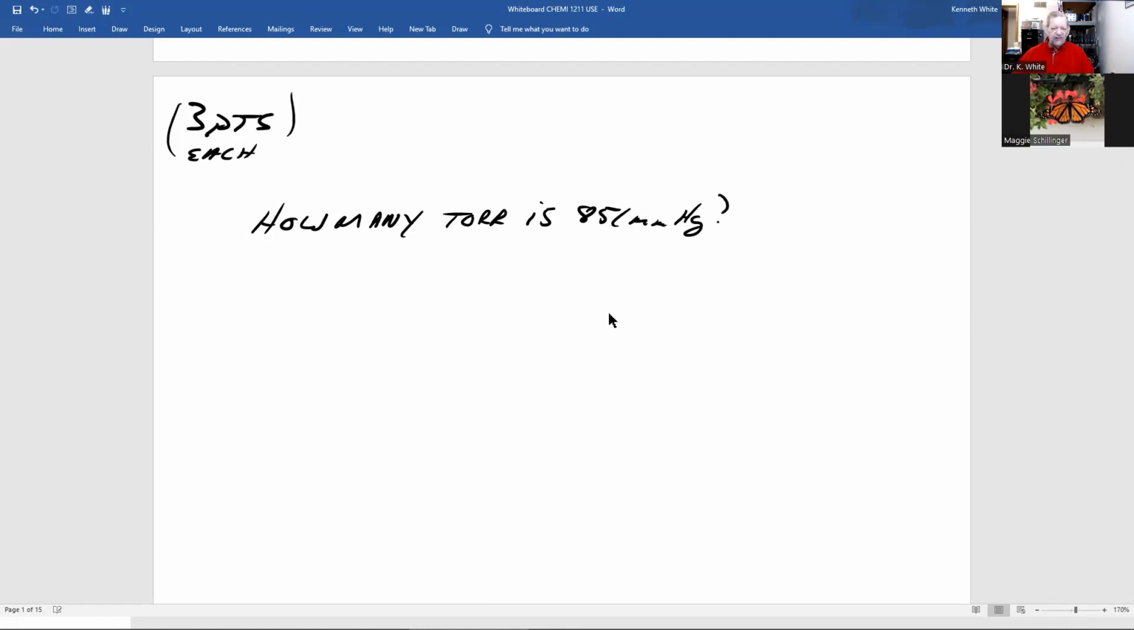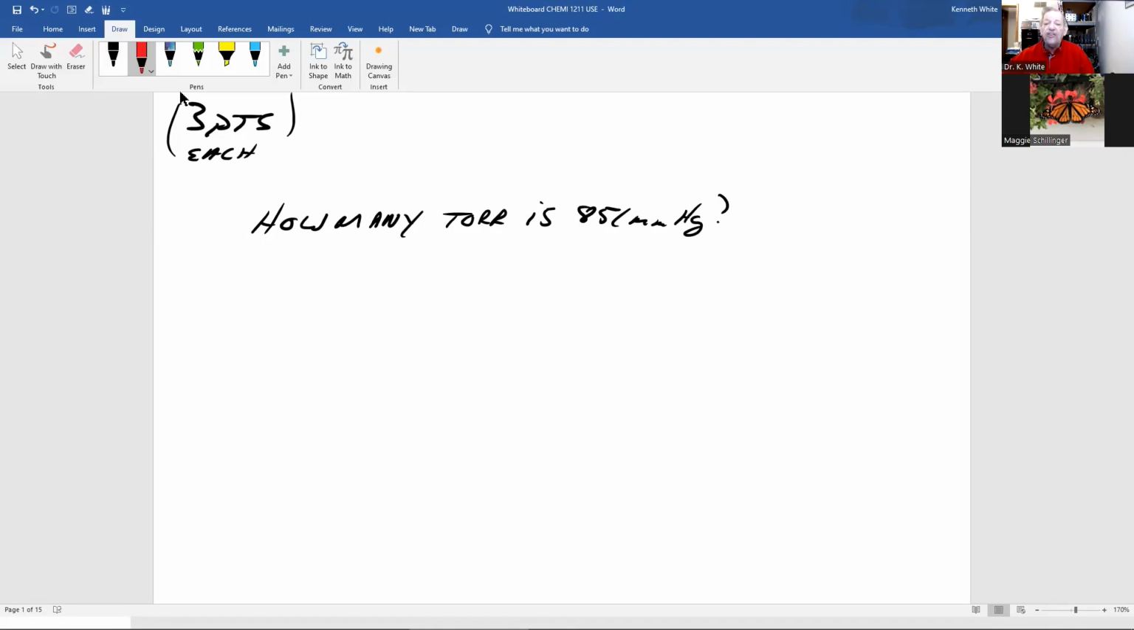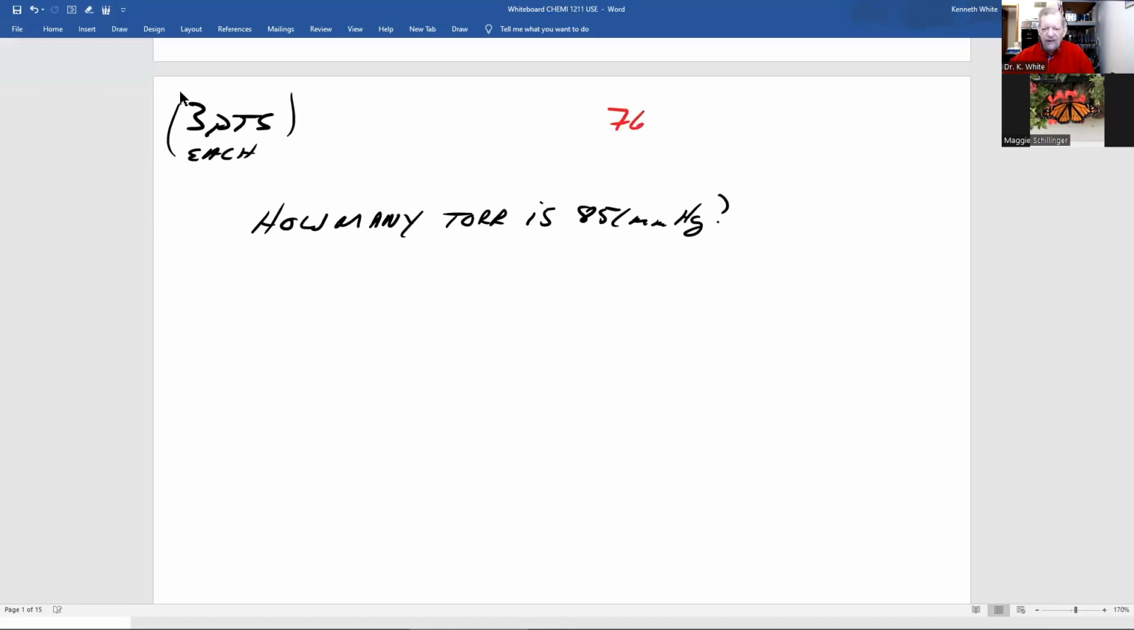All right, now let's take a look at this. Question is, how many torr is 851 millimeters of mercury? mmHg is millimeters of mercury. Now, for test number 3, you will have the following. This you'll be given in test number 3, important information.